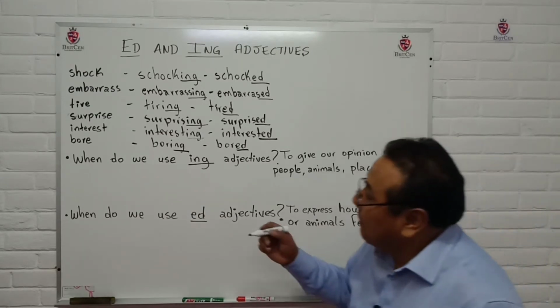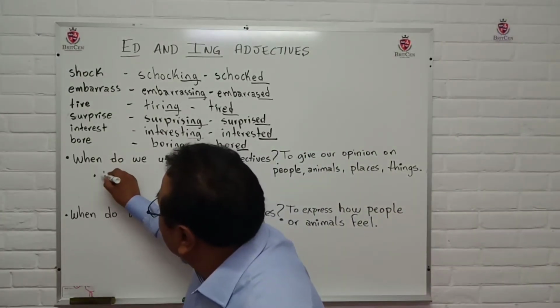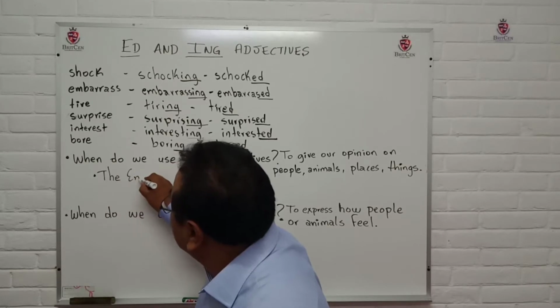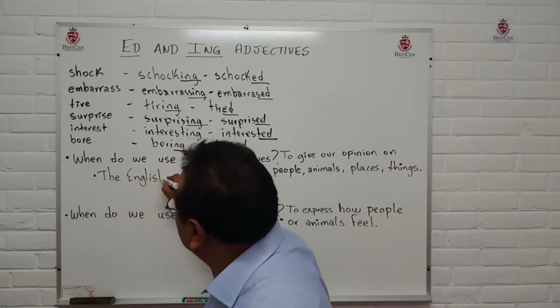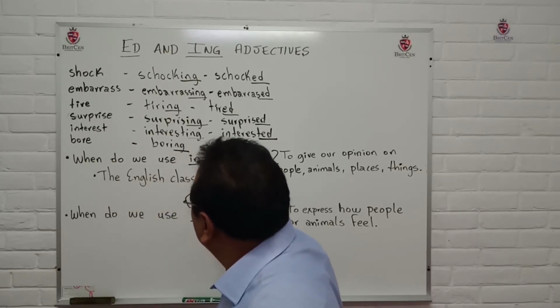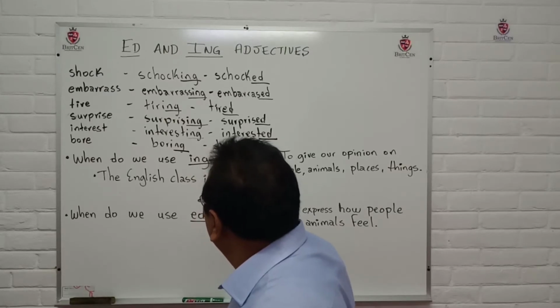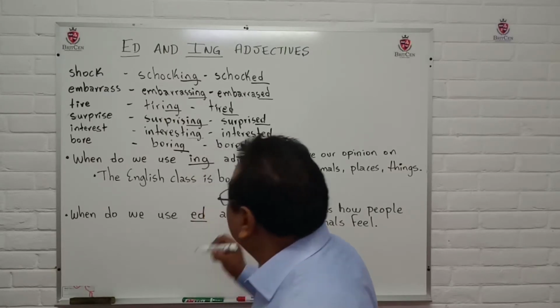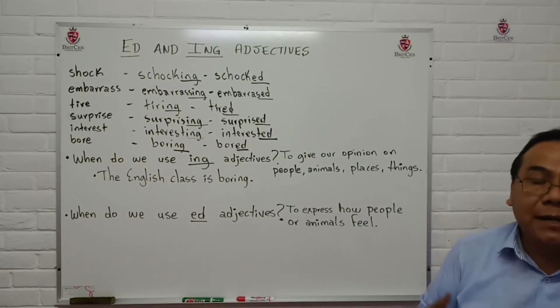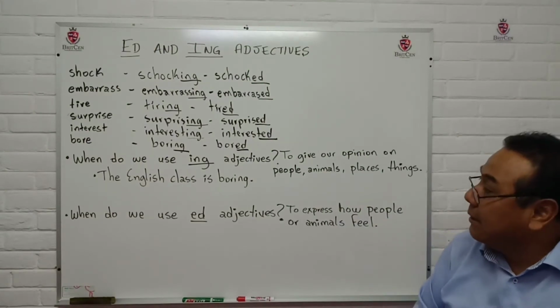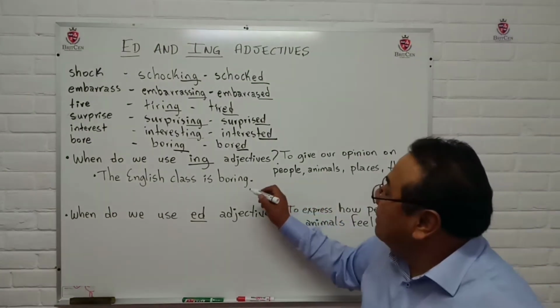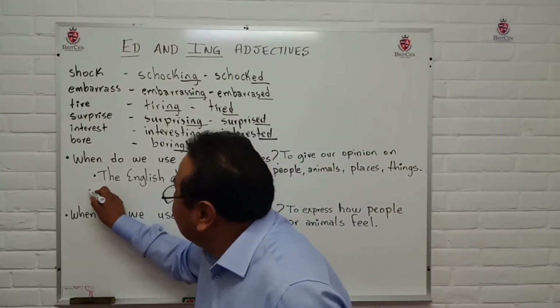For instance, the English class is boring. That's the opinion of the class. The class is boring. That's why we use ing adjectives.